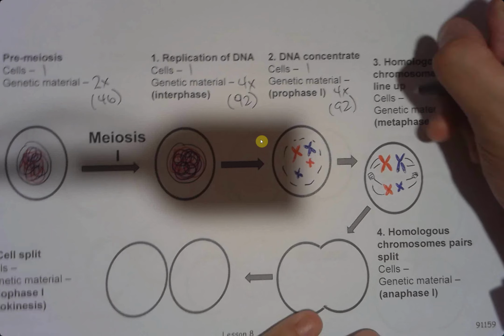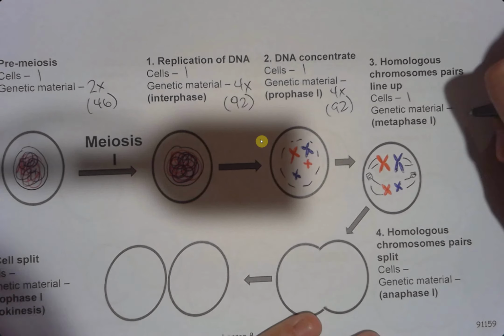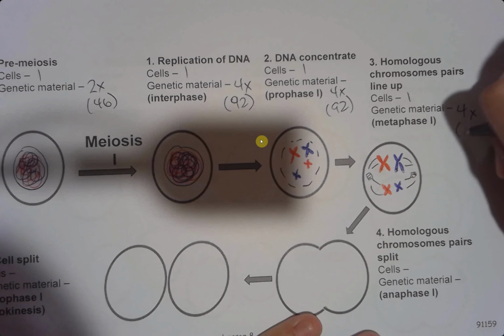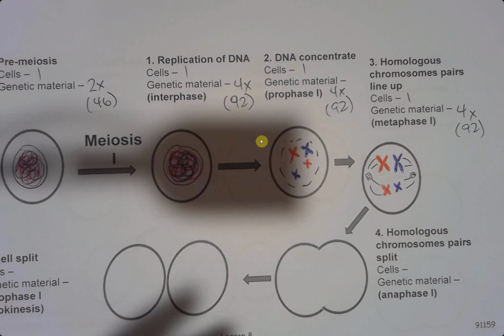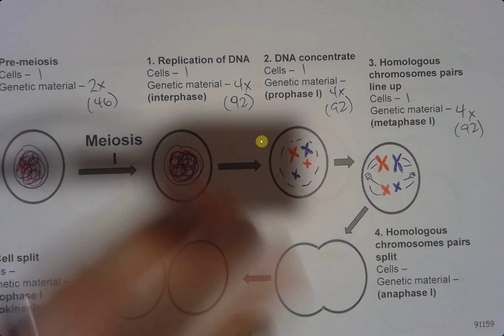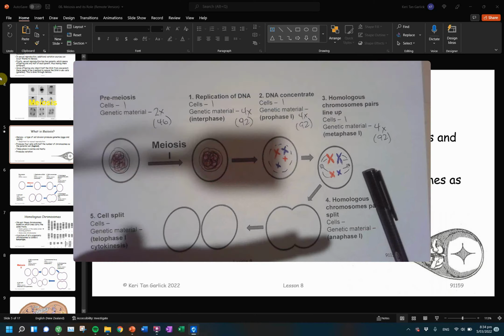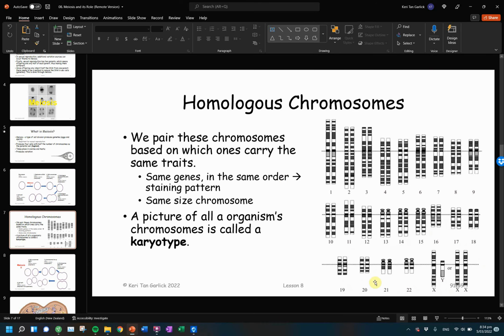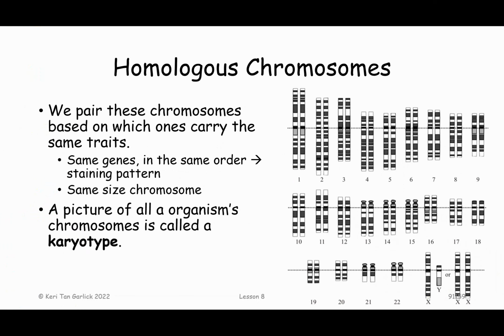Homologous pairs, yes. So what a homologous pair is, are chromosomes that are the same size with the same genes. And I do have a slide in here showing homologous pairs. Now, in this case, this is the unreplicated chromosome. So do keep that in mind.